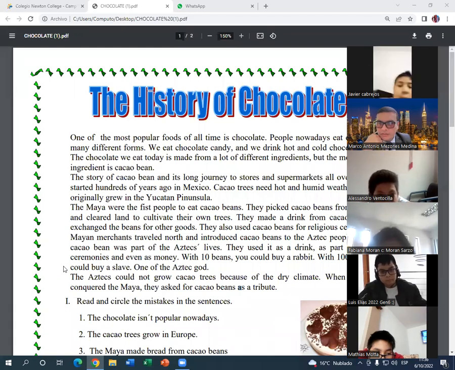The Aztecs could not grow cacao trees because of the dry climate. When the Aztecs conquered the Maya, they asked for cacao beans as tribute.